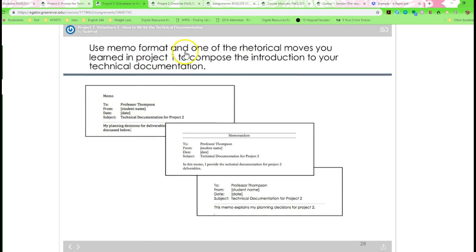Use the memo report. Use one of the rhetorical moves you learned in Project 1 to compose that introduction. My planning decisions for the deliverable are below. The same kind of thing. This memo explains my planning decisions for Project 2. Use all the stuff here.